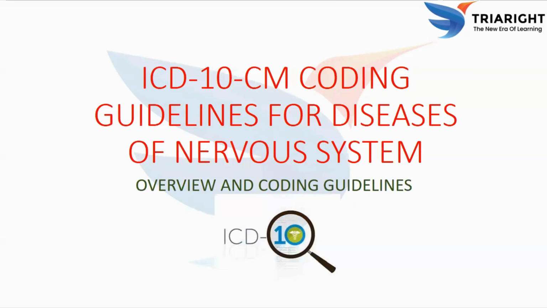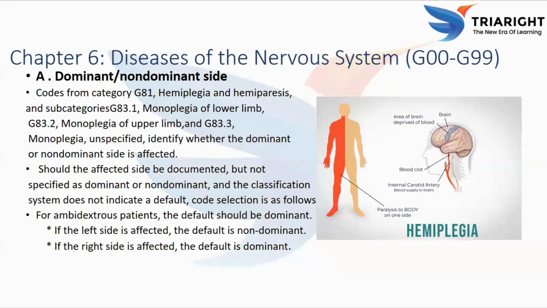So today you are going to learn about the ICD-10-CM coding guidelines for diseases of the nervous system. In this video you are going to learn how to code the diseases related to the nervous system. For example, how do you code paralysis? How do you code hemiplegia? First, coming to the dominant and non-dominant side.